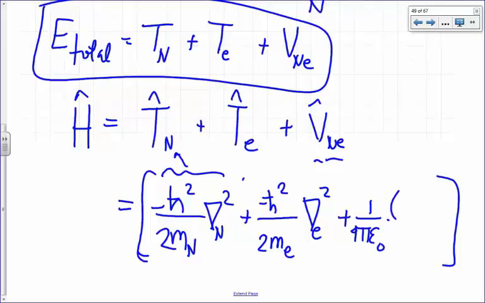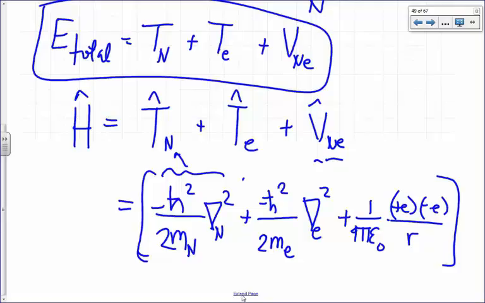What's the charge of your hydrogen nucleus? How many protons in a hydrogen nucleus? So the charge of the nucleus is plus e. The charge of the electron is negative e, over R, the distance between them. Okay? So that's your total Hamiltonian operator.